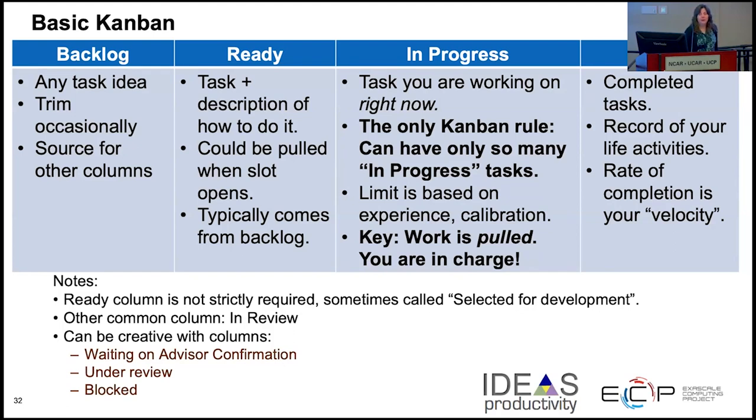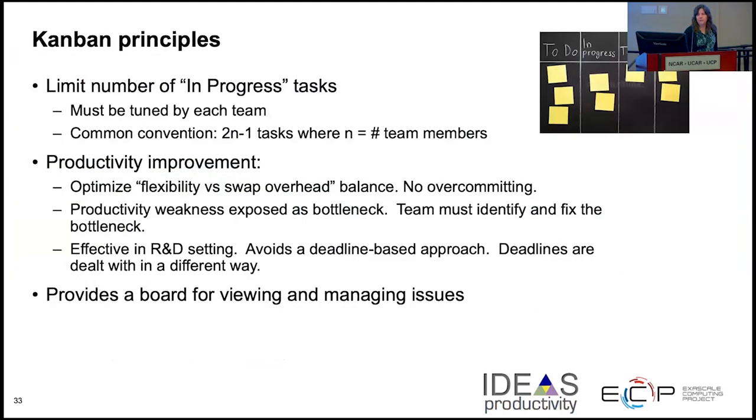And you can add all sorts of other columns. If you have a personal Kanban and you're a student, you might want to have a column that says waiting on advisor confirmation to do, or you might have one that's under review. So you're waiting on that, but you can go work on something else in the meantime. You may have a blocked column, and this gives you a visual picture of what is going on with your project. And it can give it for all the team members.